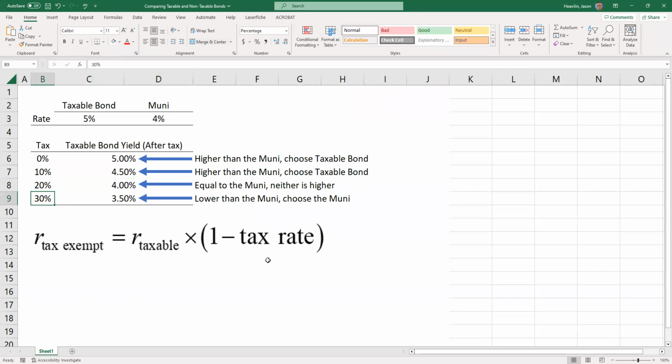If you are at a 30% tax bracket, we apply the right-hand side of the formula to the taxable bond. So the bond rate is 5%, but after you pay taxes, you end up with 3.5% only. At this point, it is not worth going for the 5% of the taxable bond. You're better off getting the tax-free bond because you end up with 4%, which is more than the 3.5%. So as you can tell, the higher the tax bracket, the more it penalizes the taxable bond, to a point where you may prefer the other bond.